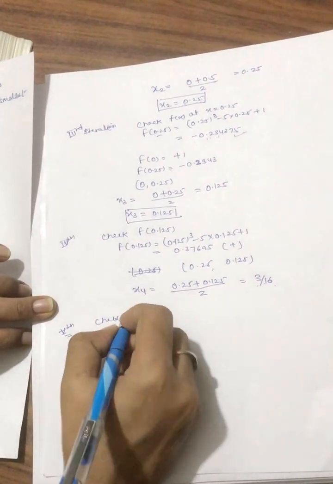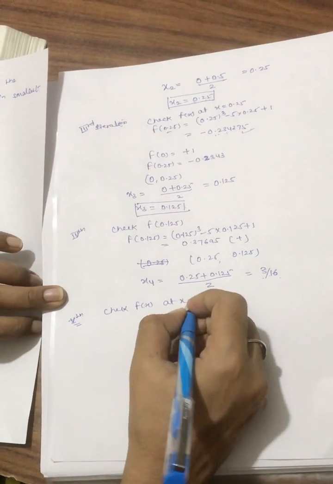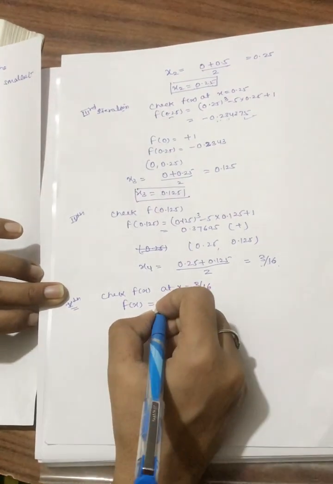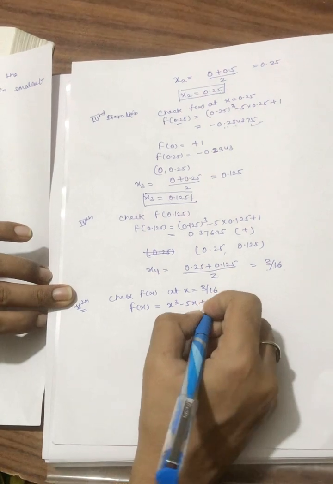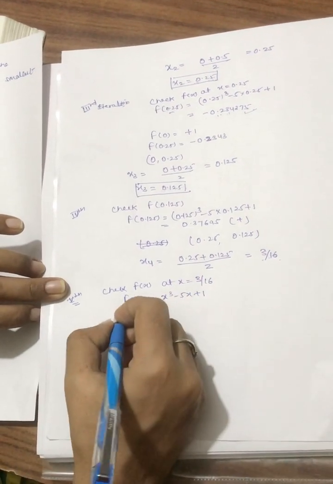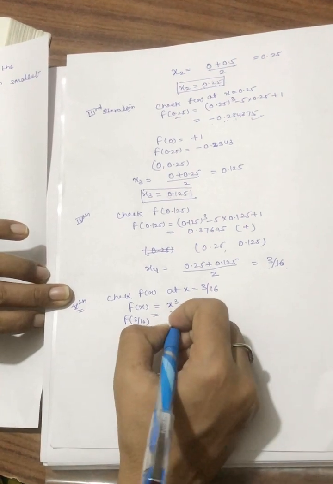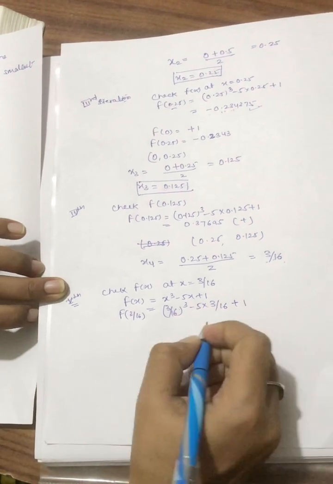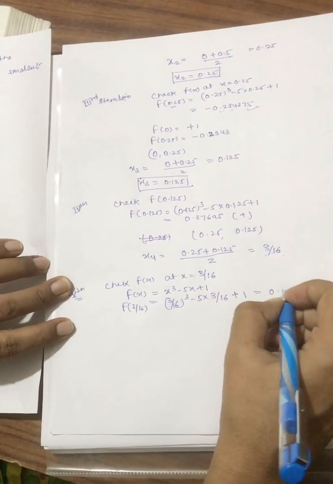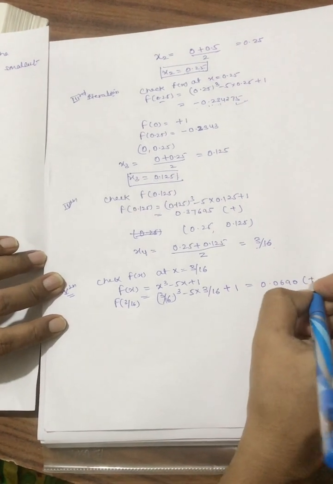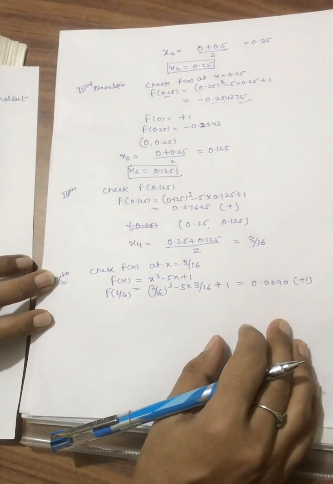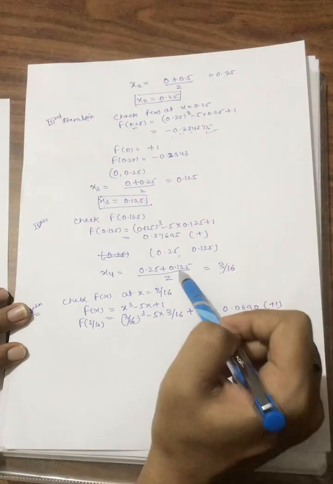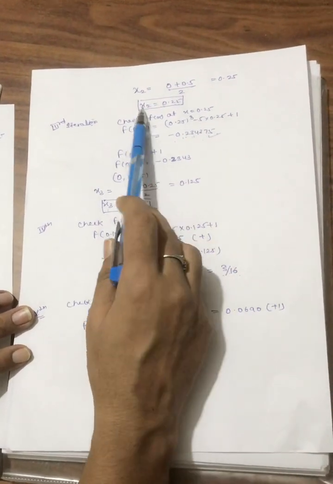Now check f of x at x equals 3/16. So f of x equals x cube minus 5x plus 1. Put the value of x equals 3/16. f of 3/16 is 3/16 whole cube minus 5 into 3/16 plus 1, and you will get the answer 0.0690, and it is also positive. Now you will check where the value of the point is negative. So we have x2, it is negative, we have x3, it is positive. So we will not use x3, we will use x2.